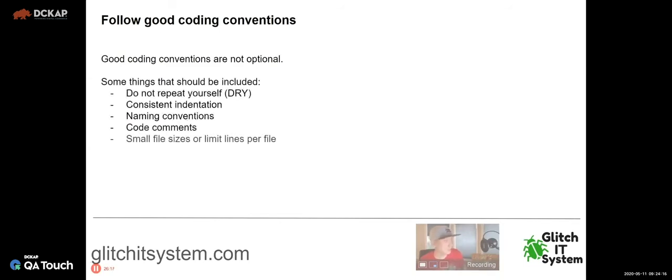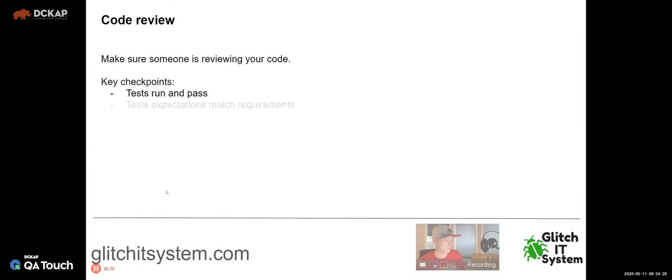All right, follow good coding convention. So as I said, DRY principle, consistent indentation, all these sorts of things. These are things that developers do. These are things that should be in your code review checklist. So: tests pass and run, test expectations match requirements, and good coding convention.